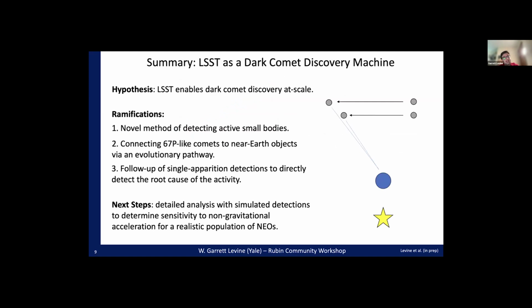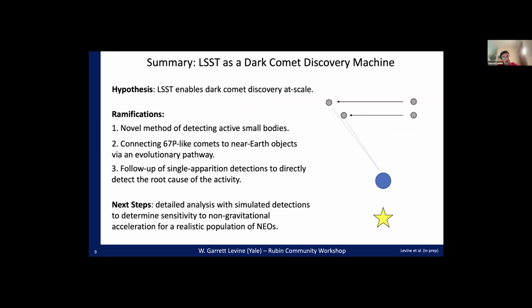So to summarize here, LSST should enable dark comet discovery at scale. This would be a novel method of detecting active small bodies by helping us connect 67P-like comets to NEOs via an evolutionary pathway. And if we can find objects on a single apparition, this would let us directly detect the root cause of activity.